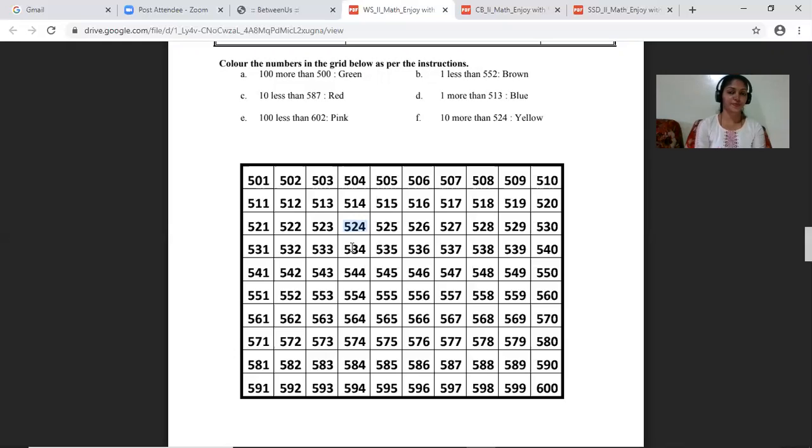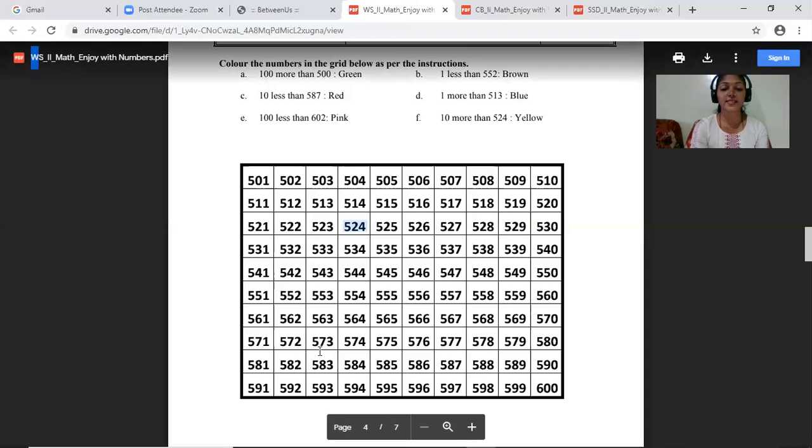And which color will you be giving? Yellow. Okay. So I'm sure you got it right. Yeah. Very good. If you have got it right, you have to put a small star there for yourself. Okay. You deserve a star.